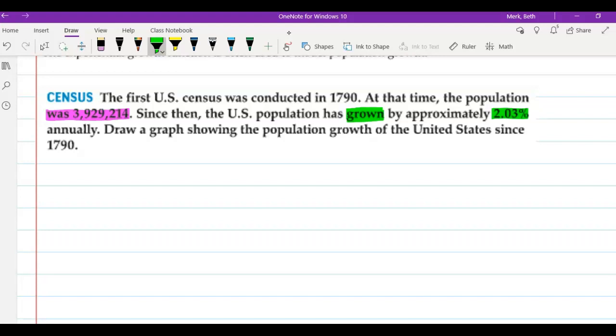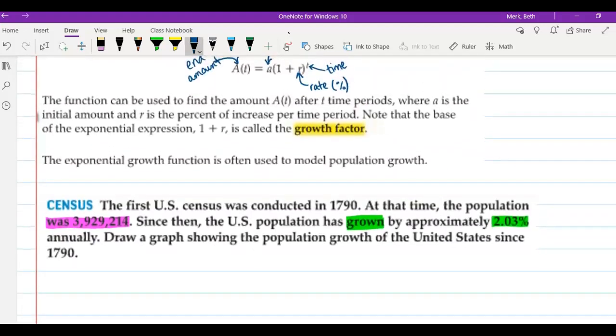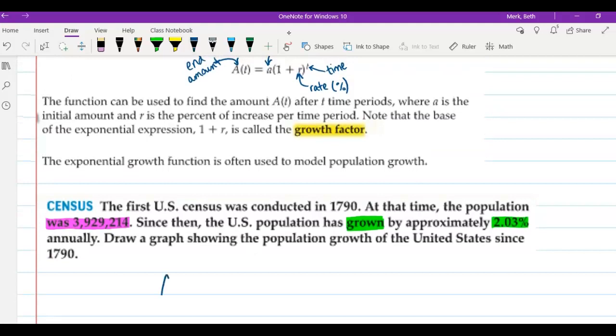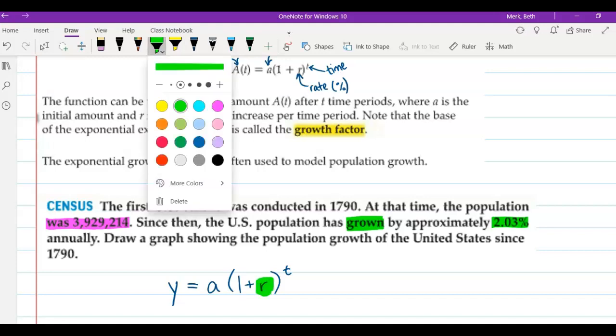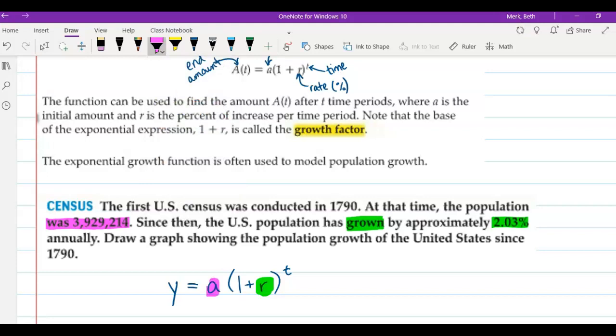So we want to first come up with an equation that would model this scenario. So our equation, if we go back to, we have A of t, I'm just going to call that y because it's function notation. A times (1 plus r) to the t. But we can fill some of these things in. We know the rate that it's growing. We know the initial amount.